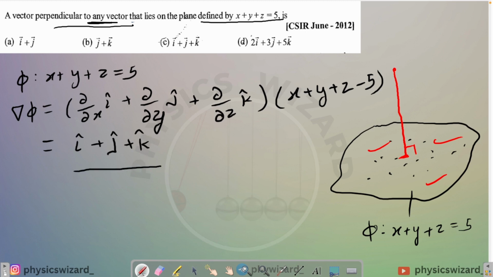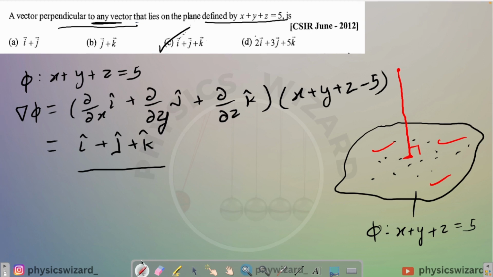So we can see option C is matching with our answer. So this is a very simple question. What we have to remember is only that the perpendicular for any surface is always this one. Next question, unit normal vector. This time it is asking for the unit normal vector at this point, and the equation of the surface is, actually, the same question that we have solved earlier.